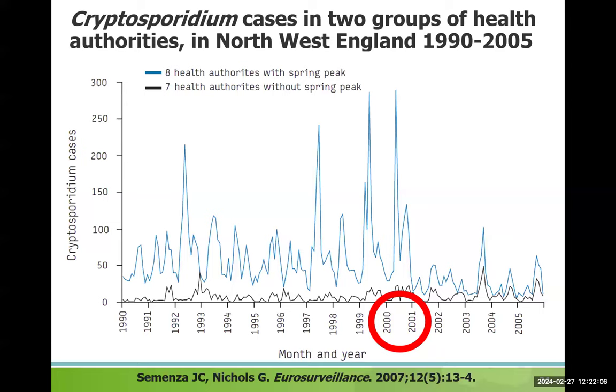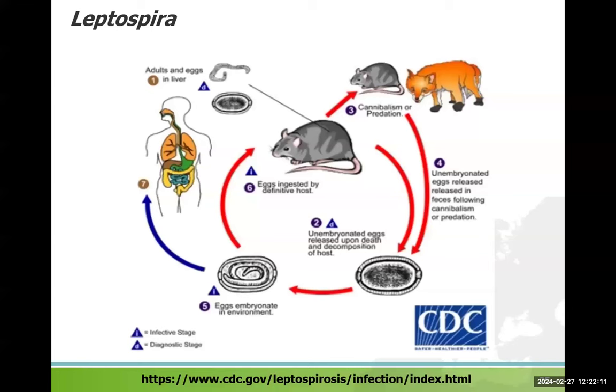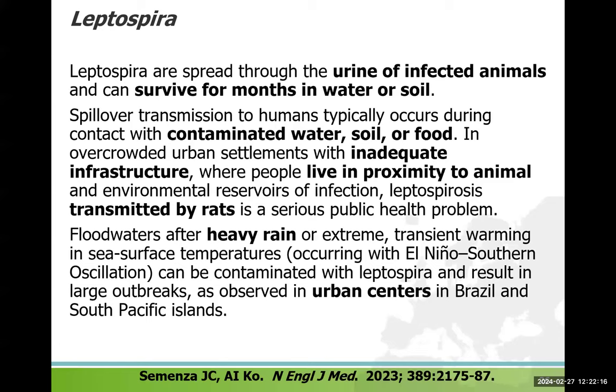Another example is Leptospira, a bacteria that's spread by rodents. Leptospira spread through urine of infected animals. And in fact, the Leptospira can survive for months in water or soil that's contaminated. And often if we have inadequate infrastructure where people live in close proximity to animals, people can get exposed to Leptospira transmitted by rats. And this is particularly the case when floodwaters after heavy rain are contaminated with these bacteria. And this is particularly the case in urban centers in Brazil and the South Pacific Islands.